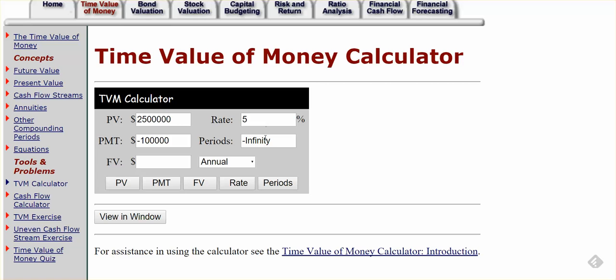Oh, and that's kind of cool. I like that it says infinity because that's what's really happening. I'm never actually going to run out of money, so my money will last forever. So it's kind of neat that it shows that.